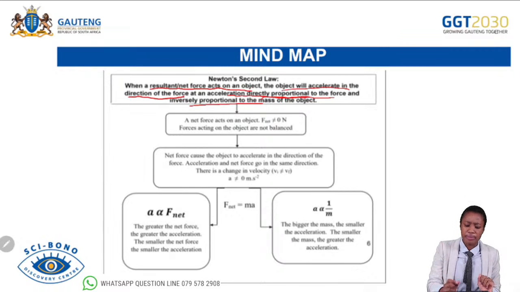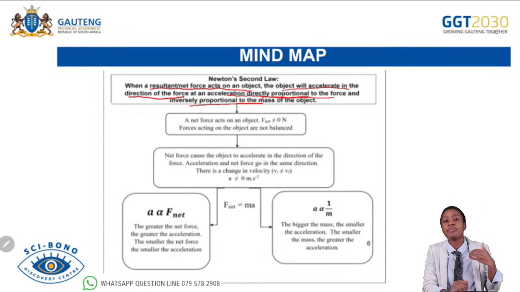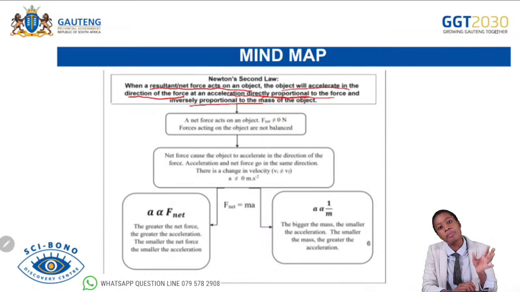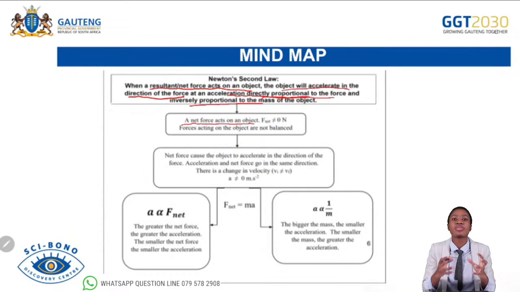Now, okay, let us analyze this. So if we're looking at Newton's second law, and we know that the object accelerates in the direction of the net force, and the acceleration is directly proportional to the net force but inversely proportional to the mass, what does that entail? It entails that a net force acts on an object. So we know that a net force needs to act on an object.